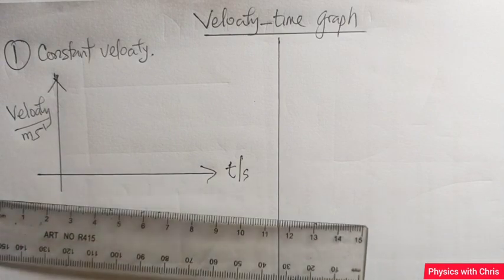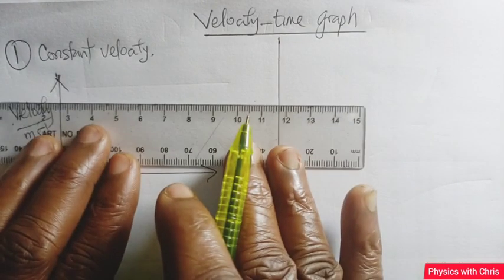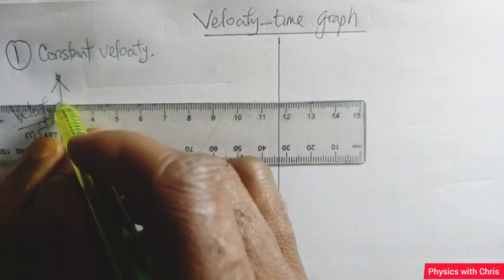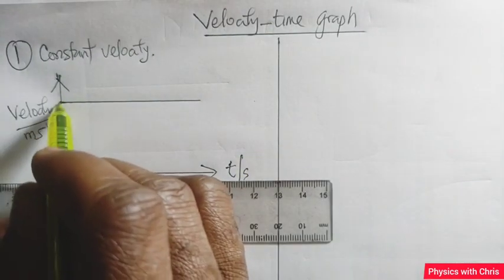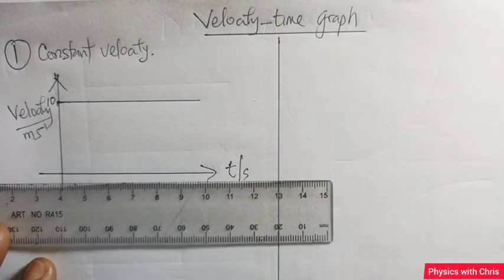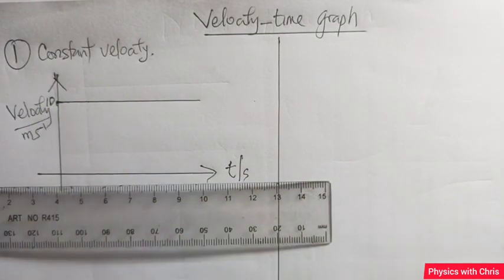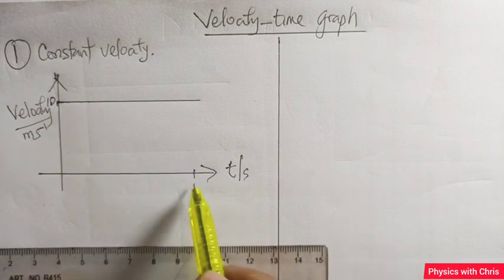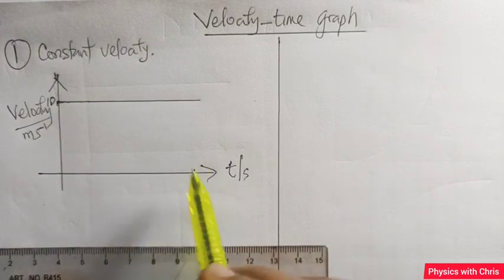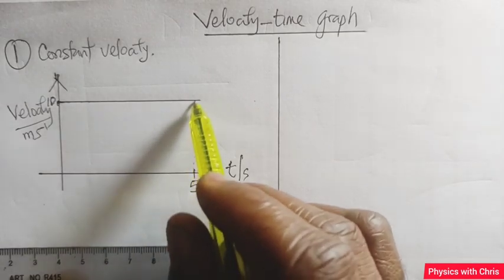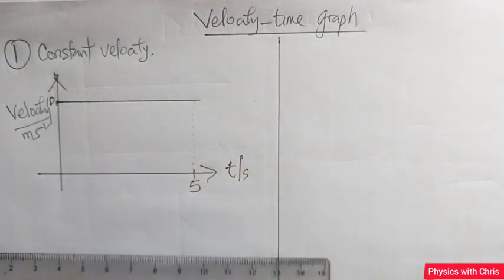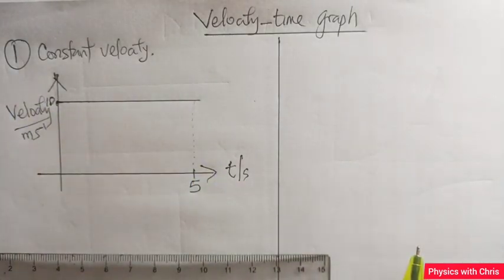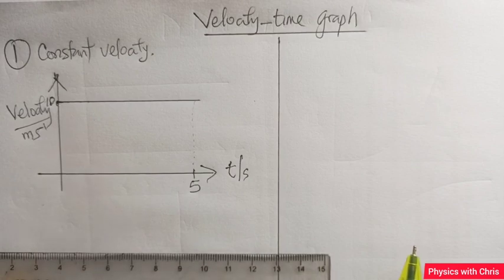So if a body is moving at a constant velocity of, for instance, 10 meters per second, in this case the velocity of the body does not change at all. This point is 10 meters per second, which means the velocity is independent of time. After 5 seconds, if you trace this back to the graph and then to the velocity, it stays at 10. So this is the graph of a body moving with a constant velocity of 10 meters per second.